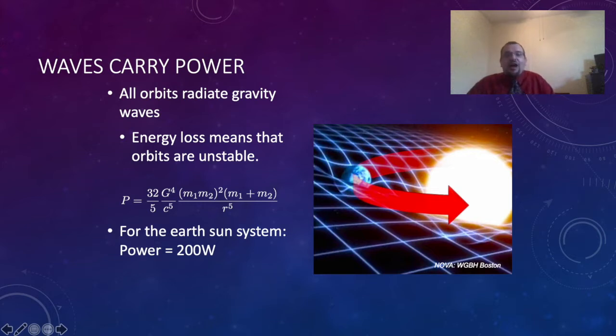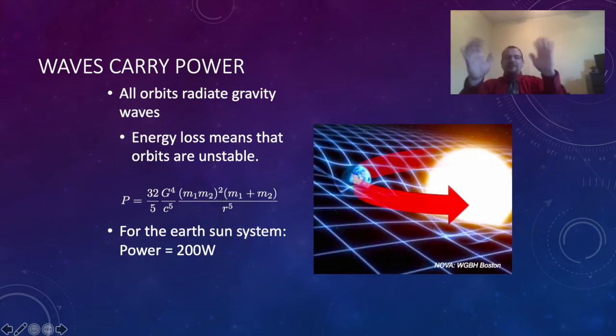So the amount of energy that's lost by these gravitational waves for something orbiting is 32/5 times some constant. So that's the gravitational constant to the 4th power divided by the speed of light to the 5th power, times the product of the two masses squared, times adding those two masses, and then you take the distance between the two objects to the 5th power.